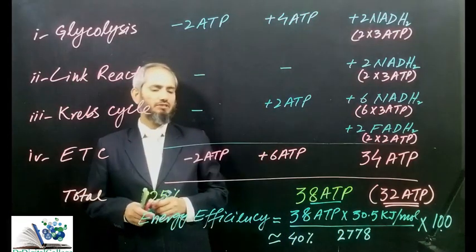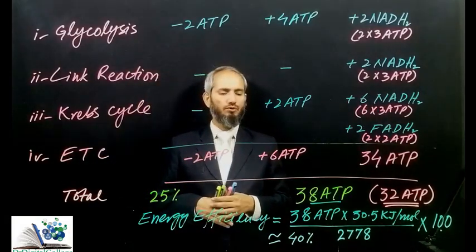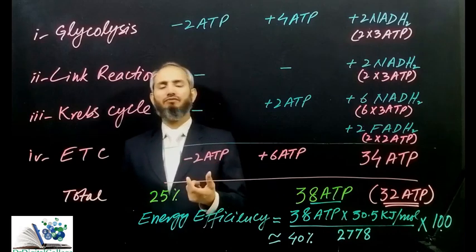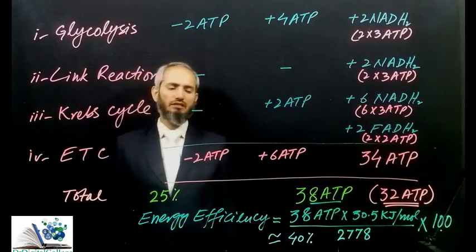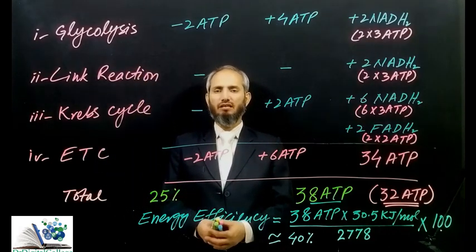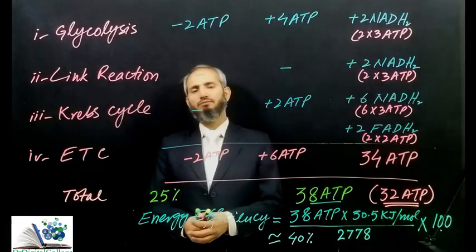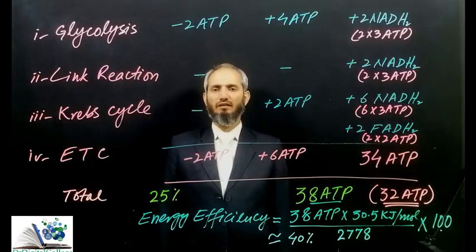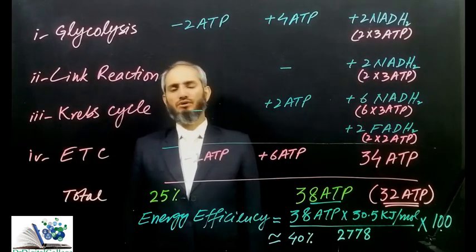Means 40% of the energy of glucose is harvested in the form of ATP, and about 60% of the energy is converted into heat. What does it mean? Is the living system of cellular respiration less efficient than the non-living systems of automobiles? No, actually it's not so.